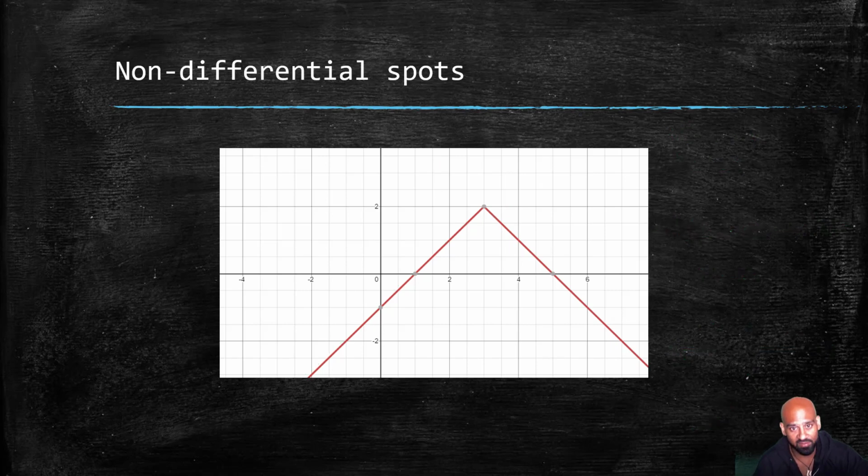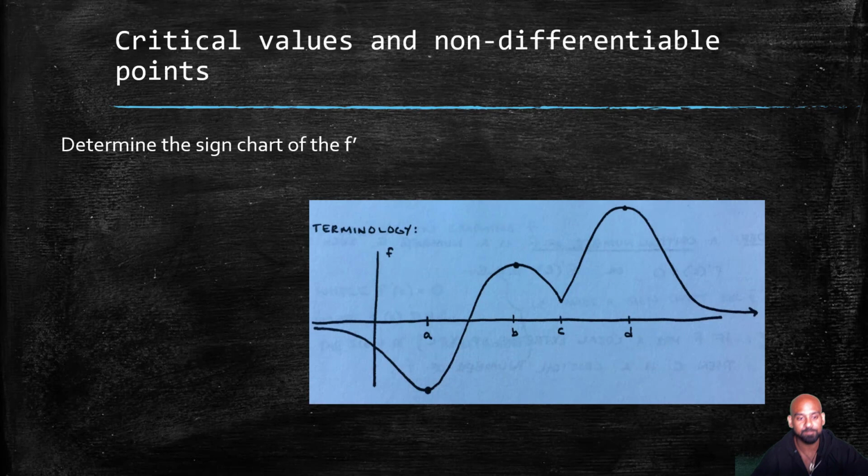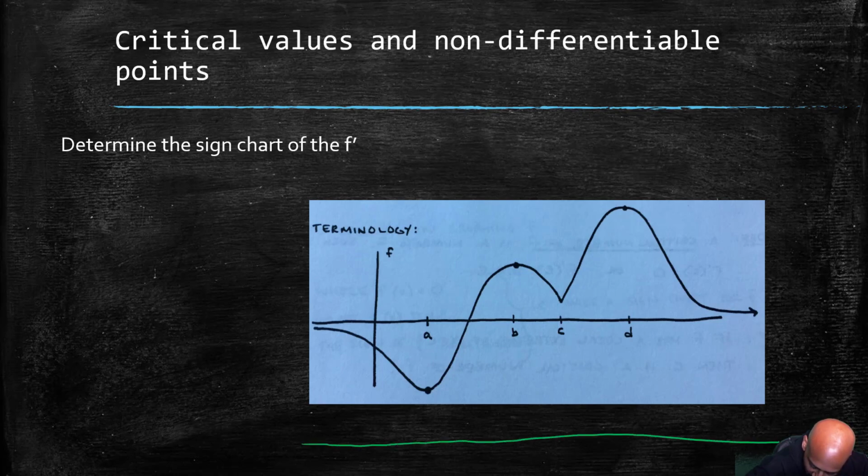Okay, and let's actually put this together and into good use. All right. So critical values and non-differentiable points, all right? So look at this guy just drawn. It says determine the sign chart of f prime. I think you guys can do this, all right? I am going to draw this underneath it, okay? So here, and I always like to line my x values up with their x-axis. And there are some points here that has A, B, C, and D on them.